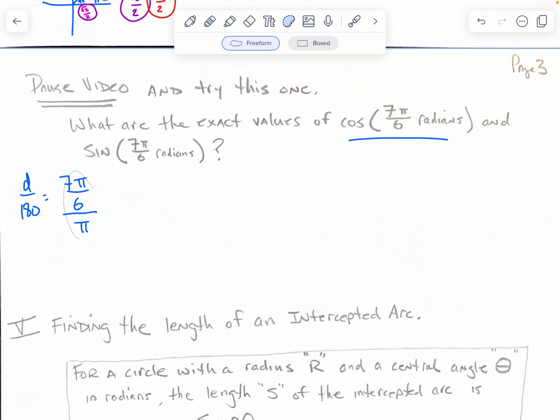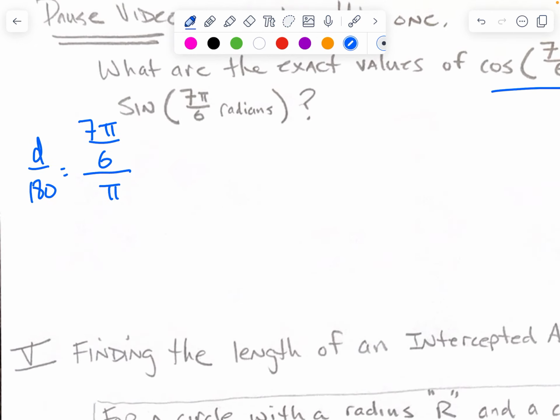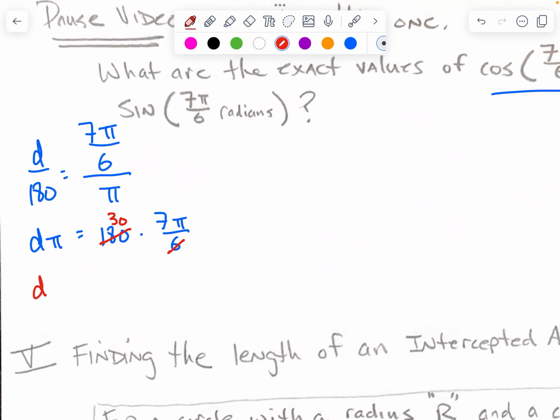You're going to get to see this kind of worked out in real time. For those of you that already have the answer, you might be able to jump ahead. I'm going to cross multiply. d pi equals 180 times 7 pi over 6. And I'll do the same move I did before. 6 goes into 180 30 times. So I have myself, let's try the right color here, d pi equals 210 pi.